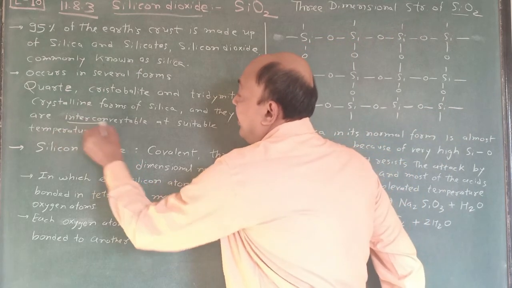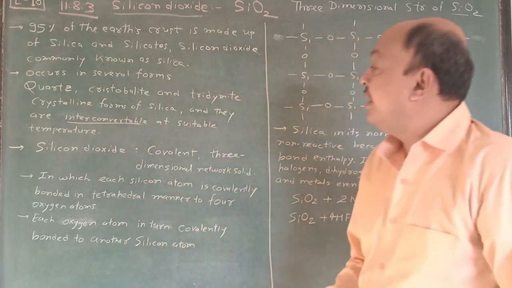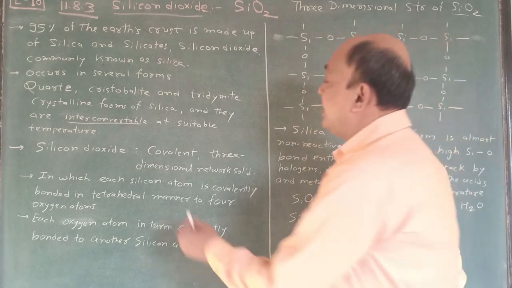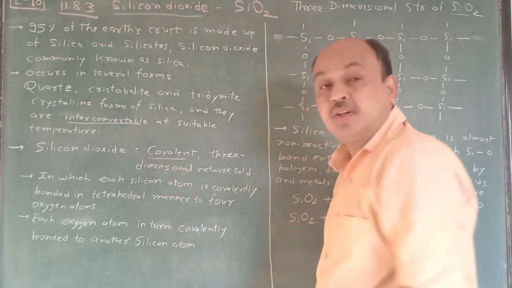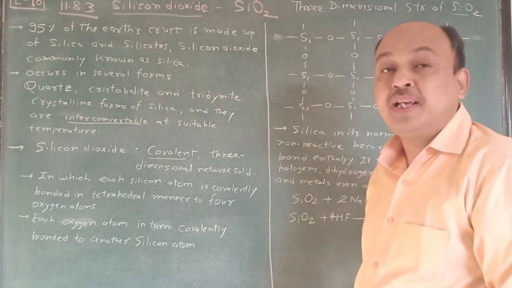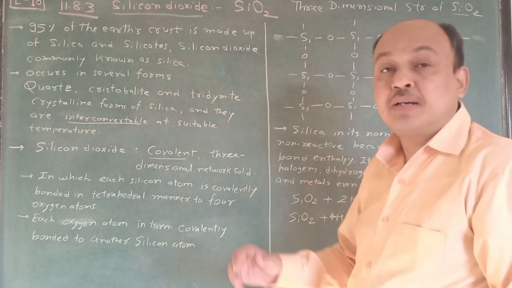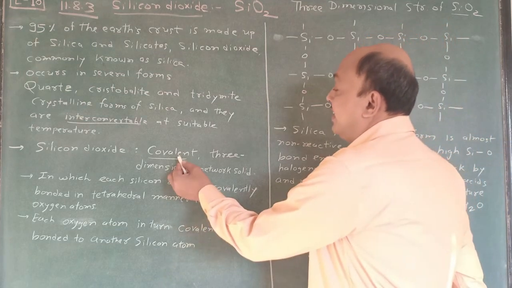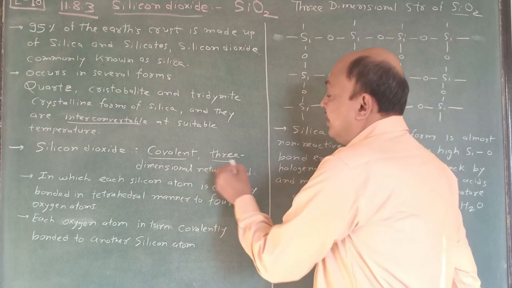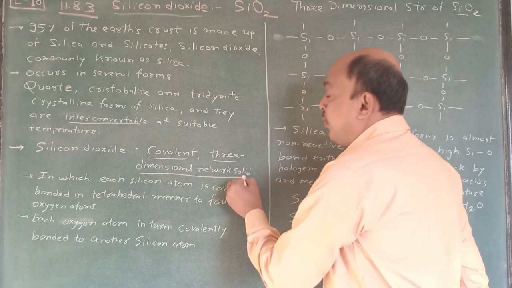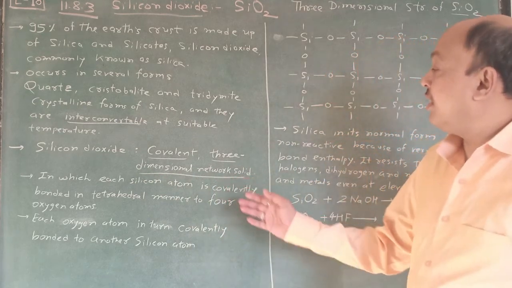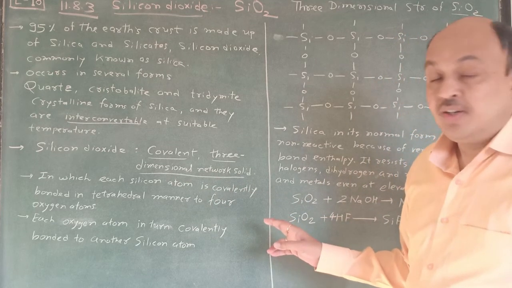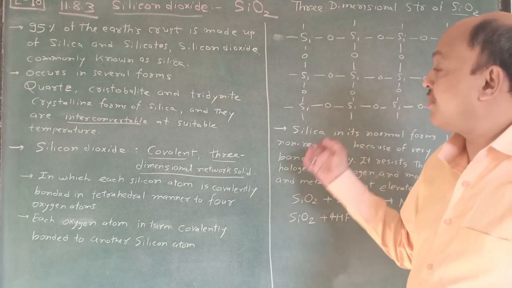Remember this word, interconvertible. Silicon dioxide, according to its properties, is covalent in nature because it belongs to the carbon family, and this element is present next to carbon, and that's why it is covalent. It is a three-dimensional network solid. Just observe the structure here. We will learn this later on.